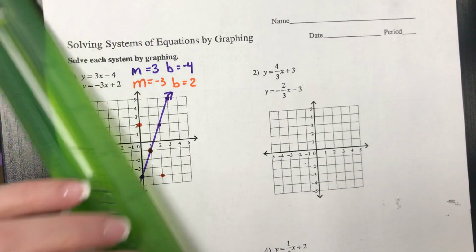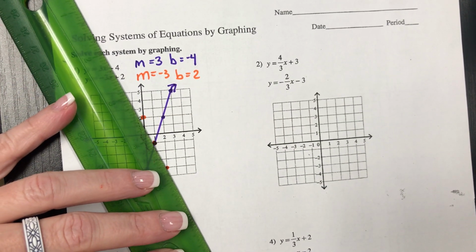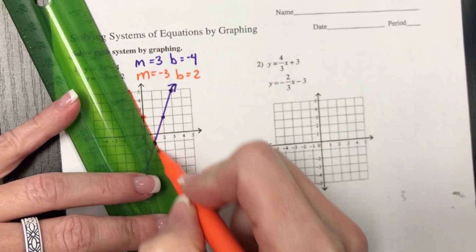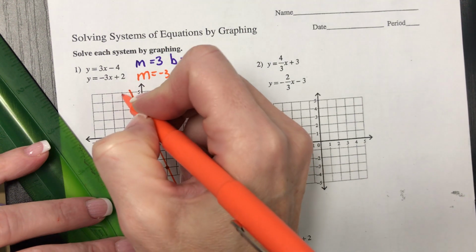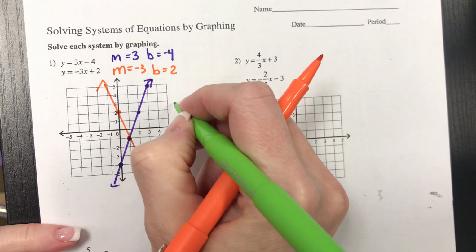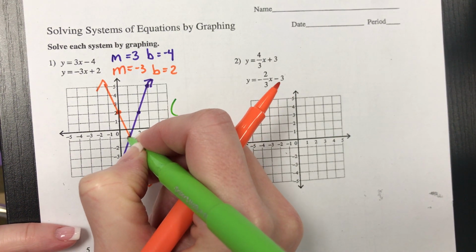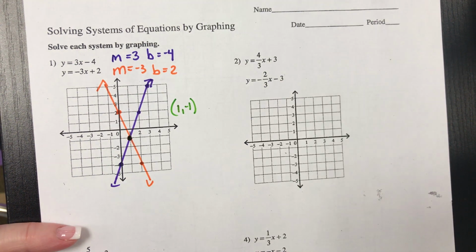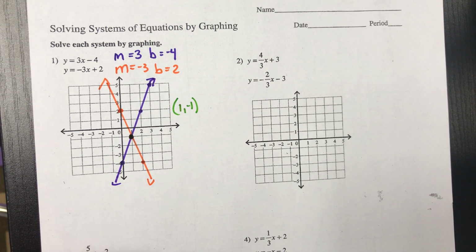Okay. Remember, this is that one ordered pair that will make both of the equations true if we plugged it in for the x and the y. We talked about that the other day. All right, and then beside it, we write down what our answer is. So our answer is this ordered pair, so 1, negative 1. Okay. All right, moving on.